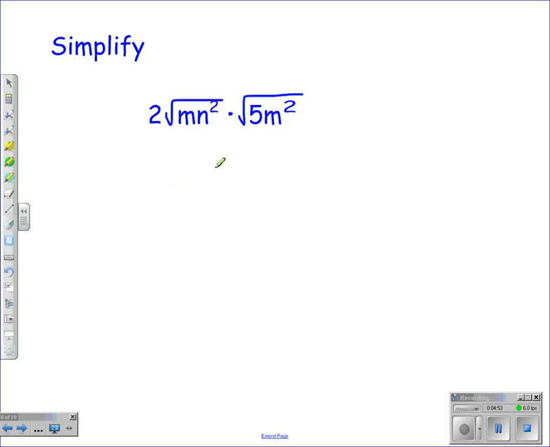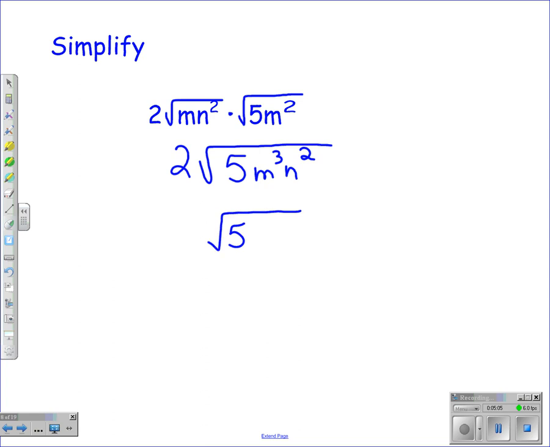The next one has 2 times the square root of 5 times m to the 3rd times n squared underneath here. The 5 we cannot do anything with. It stays underneath the radical because we don't know the square root of 5. But the square root of m to the third, divided by 2, that gets you an m to the first power, and that leaves us with 1m underneath.